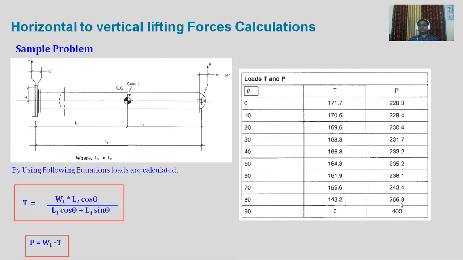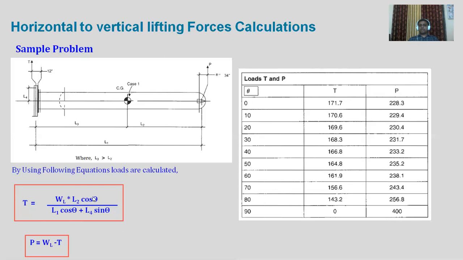The entire load is 400, let's say 400 kilo pounds, or else we can say it is 4 ton, let's say. So it is 171.7 and 228.3. If we add these two, it becomes 400. As the CG is shifted towards P, we can see over here the value of P is more than the value of T. So if we put the value of theta equal to 0 over here and the weight of that equipment as 400, you can easily calculate the value of T and P.